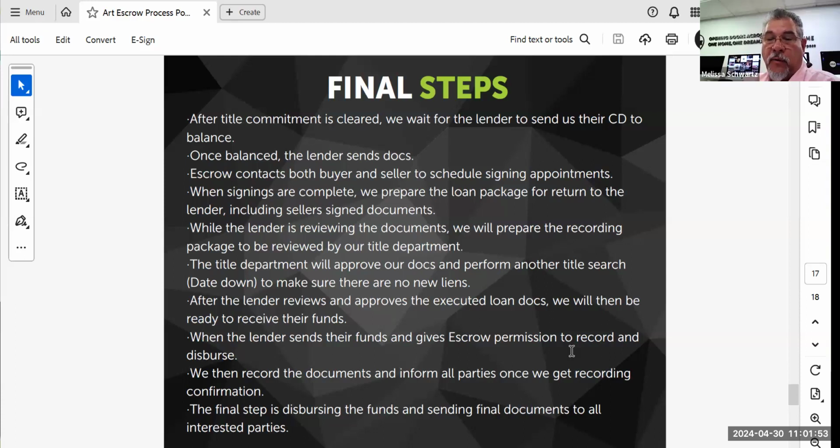Once it records, we go through our file, we balance everything out, we make sure all our people are being paid, and then we'll disperse all the funds. And then we'll send out final documents to all parties. We normally send out 2 final settlement statements to both parties. That way they have one for their personal records, and one for their tax guy when they go to do the taxes. We don't know what they can write off on the taxes. So I'll provide the parties 2 copies of the final settlement statement.